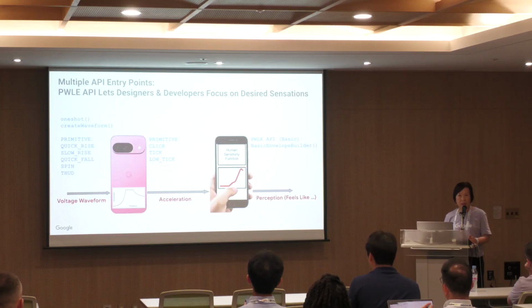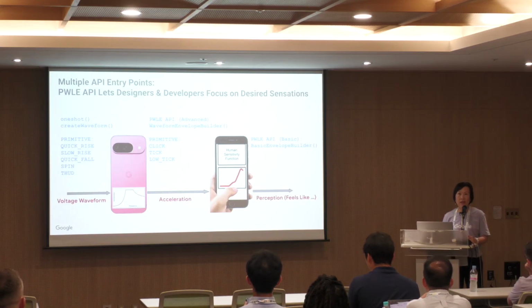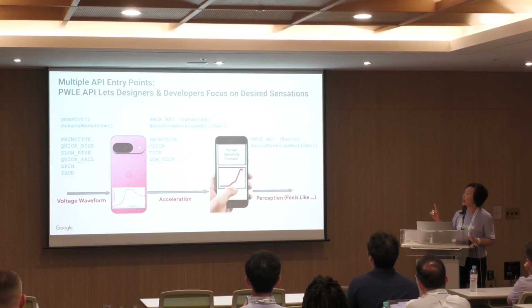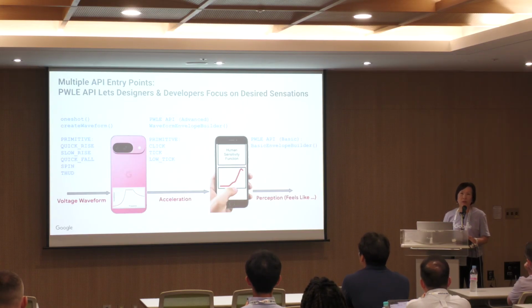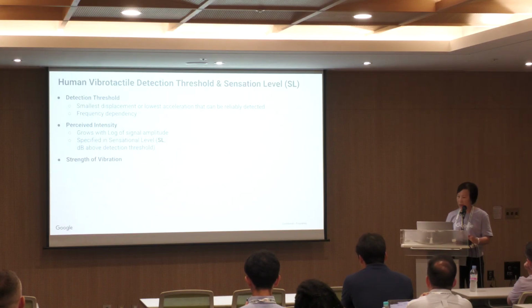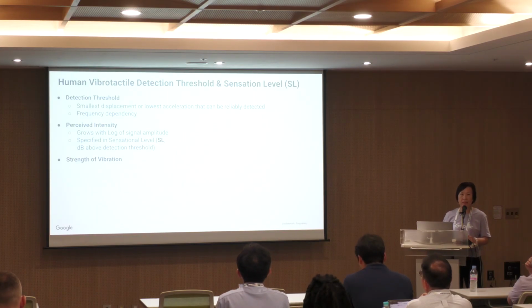But for those of us who really want to have better control of everything, Android also has an advanced version. So in this version, you can say, I want the vibration to be at exactly like 80 hertz. And you can do that as well. Okay. I'm going to cover 3 concepts that might be useful to understand the new API.